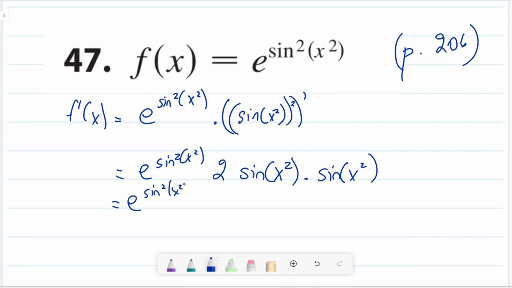So first I'm rewriting the entire thing. What is the derivative of sine of x squared? The derivative of sine is cos. I evaluate it at x squared, and now I have to take the derivative of x squared. What is the derivative of x squared? It is 2x. And this is our answer.